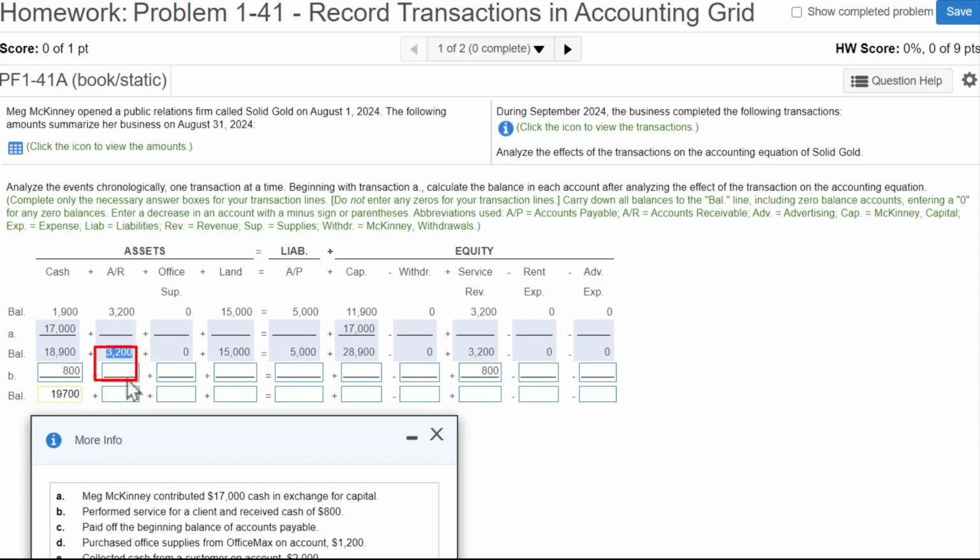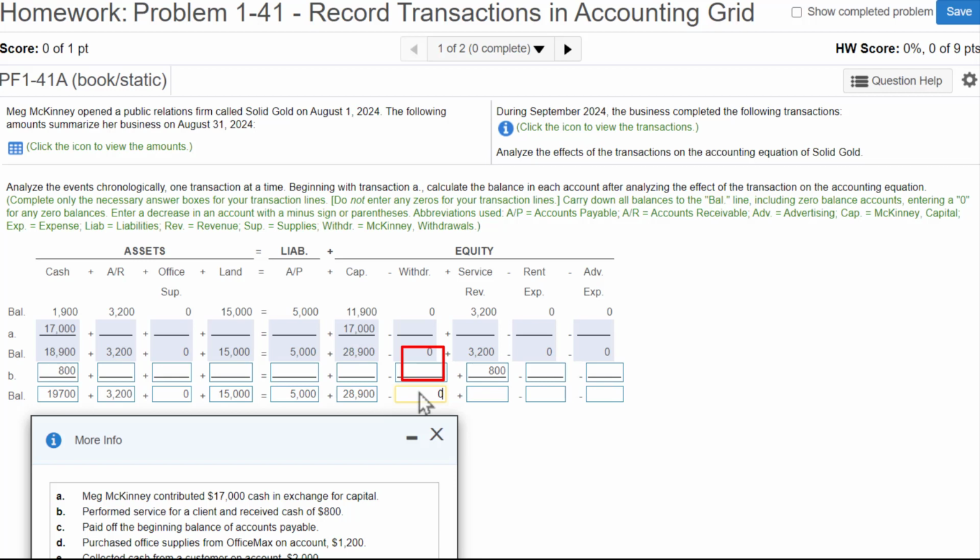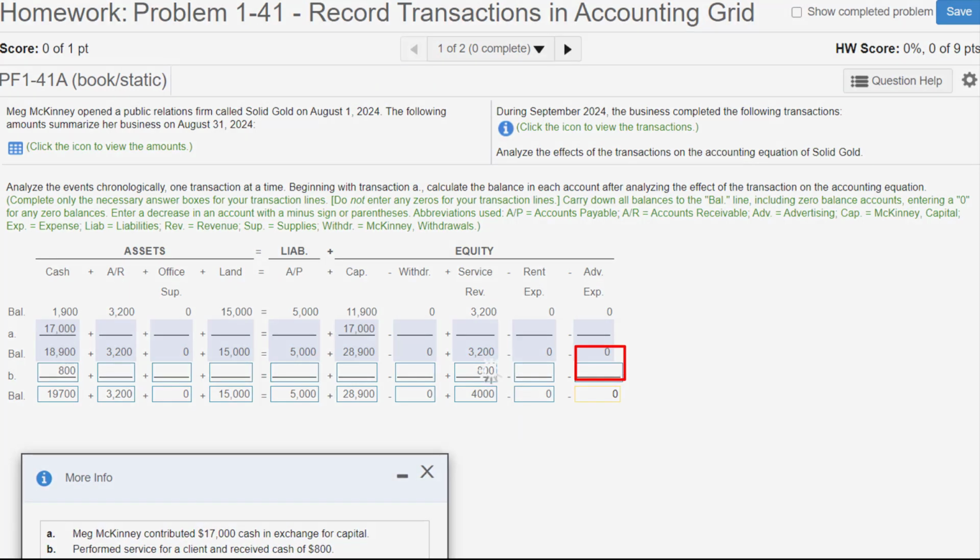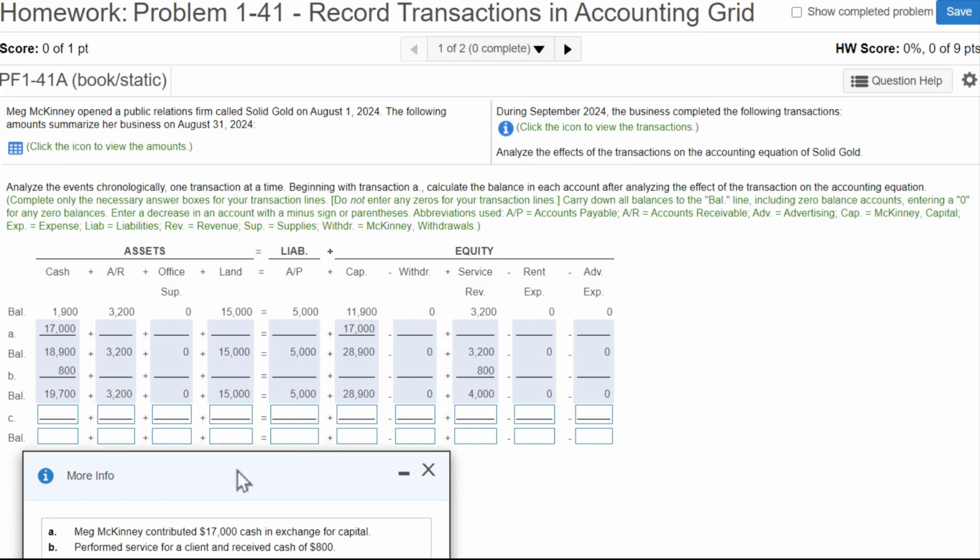So to do the balance for cash, we're going to take 18,900 plus 800, which gives us 19,700. We've got 3,200 AR. We added nothing, so it's still 3,200. 0 office supplies. Land, 15,000 plus 0 is 15,000. Accounts payable, 5,000 plus 0 is 5,000. Capital, 28,900 plus 0 is 28,900. 0. All right, so now we had service revenue of 3,200. We add 800, which gives us 4,000. And then we've got 0 and then 0. Check our answer. Good job.